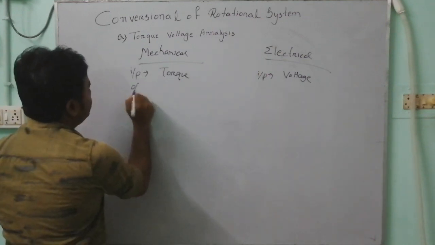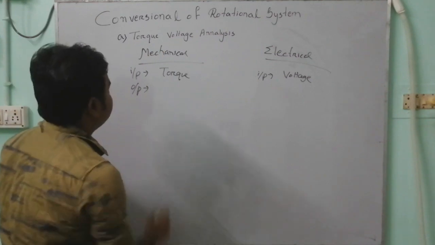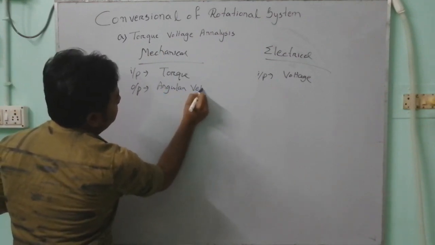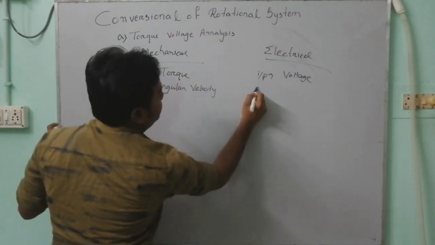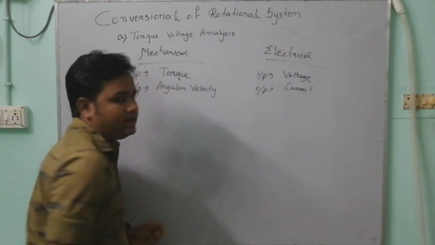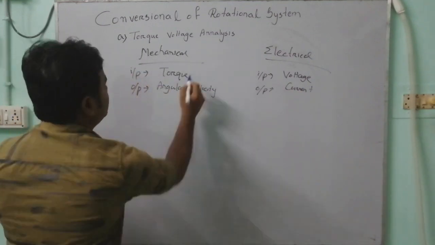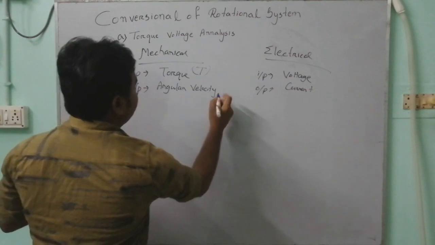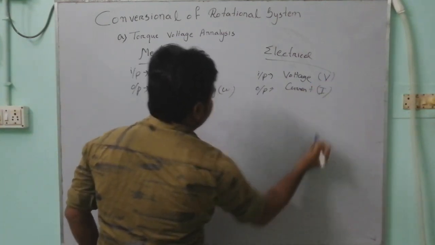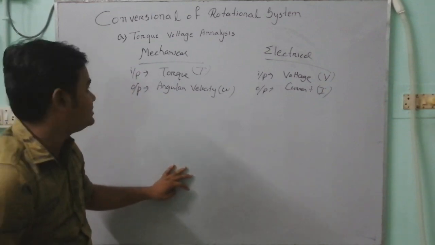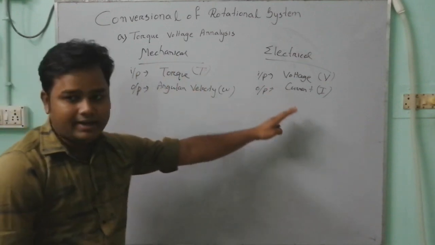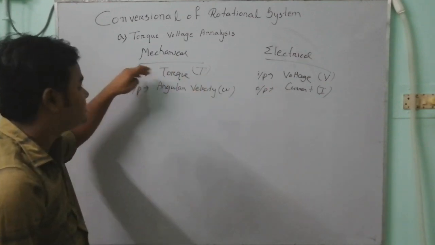Similarly the output parts. The output for a mechanical system is angular velocity, and output for electrical system is current passing through the element. The torque is denoted by T, angular velocity omega, voltage is V, current is I. So first we have to take the mechanical system and convert this mechanical system to electrical system. The input is the torque.